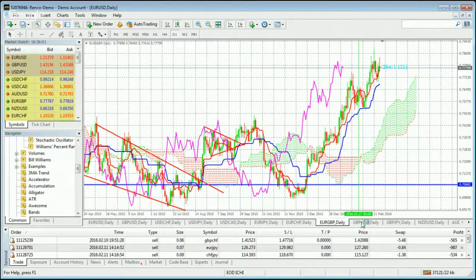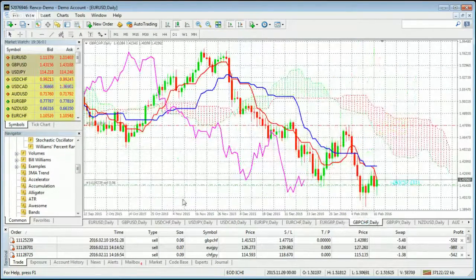Next chart. Pound franc. Now with this one, we had an entry as well. This entry was the Tenkan Sen crossing the Kijun Sen. So quite a couple of you should be in this trade as well.